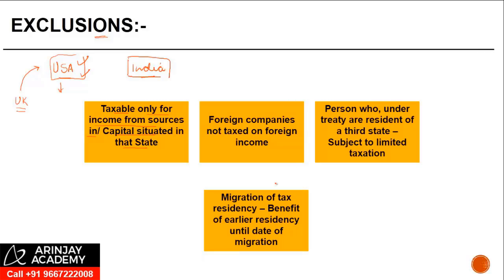And in case of people who migrate tax residency, the benefit of earlier residency will be given until the date of migration. Let me just explain this here. So suppose in the UK, there is Mr. X. He was a tax resident until 31/3/2016. Then he migrated to the US and became a tax resident of the US. He will get the benefit of the India-UK treaty for incomes which are there up to 31/3/2016, and then thereafter it will be considered under the India-US treaty.